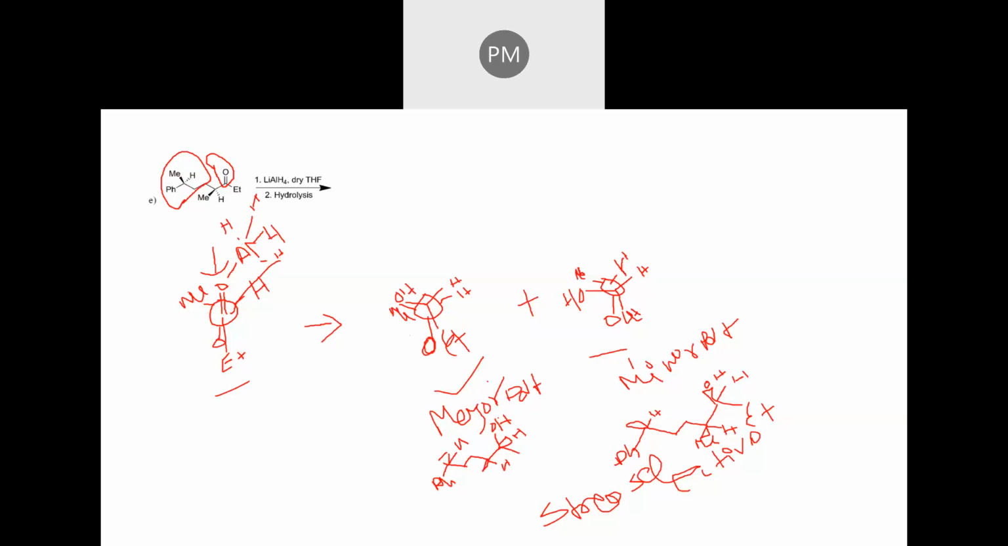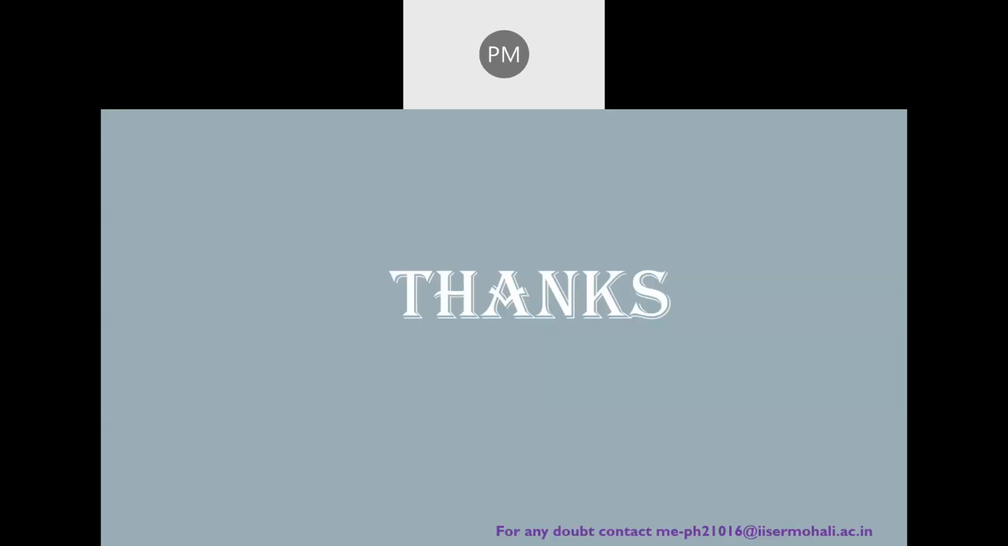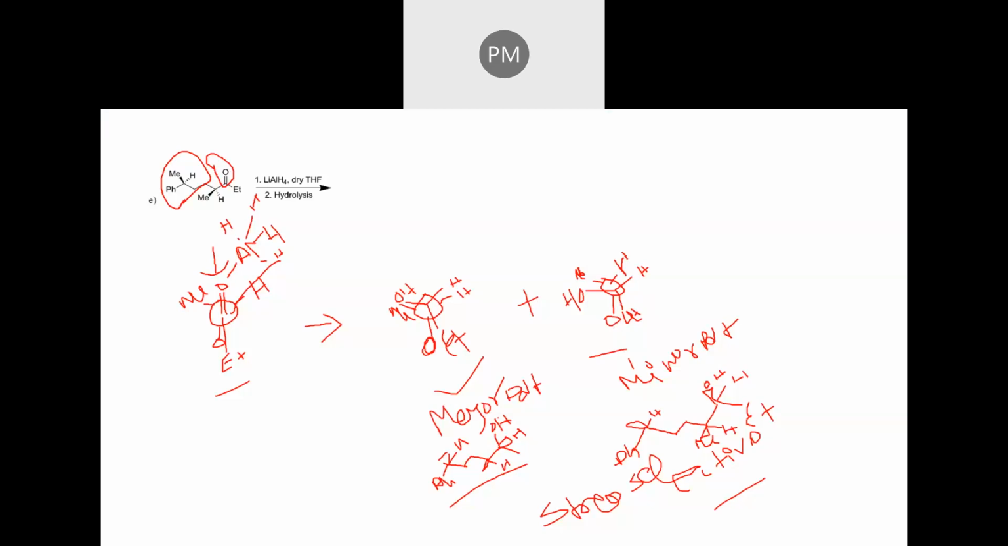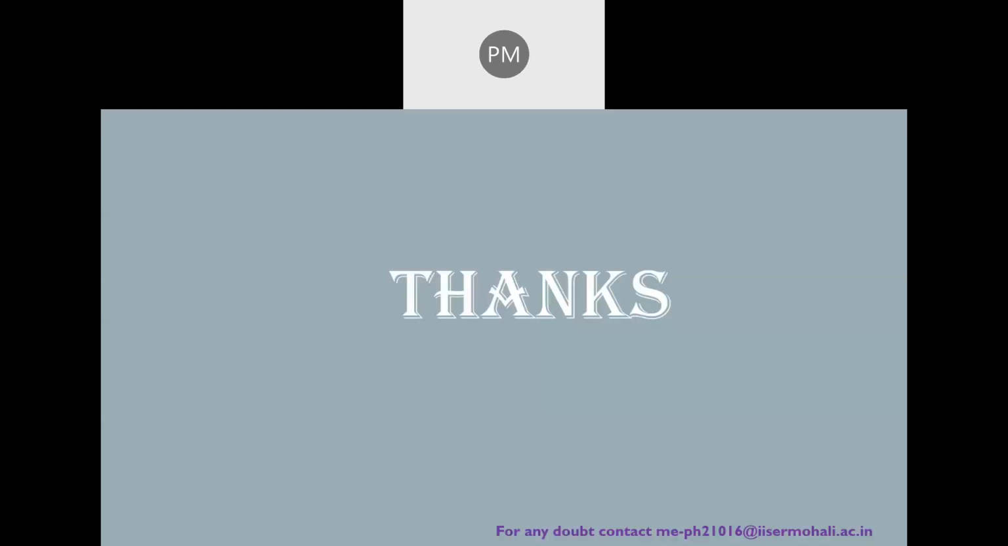So we are getting two products, this product and this product. If I draw it, from here we are getting like this, and from here we are getting like this. So this one also is an example of a stereoselective reaction. I hope you understand all of this. So thanks. For any doubt, you can contact me.